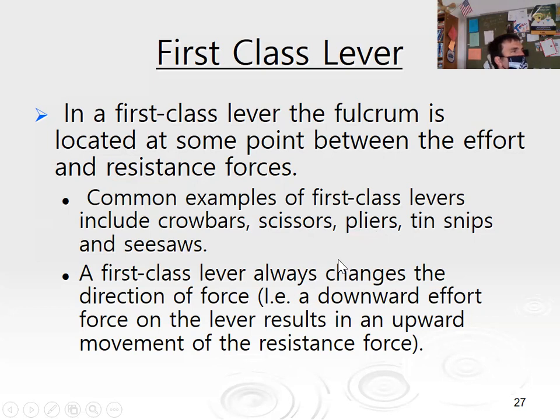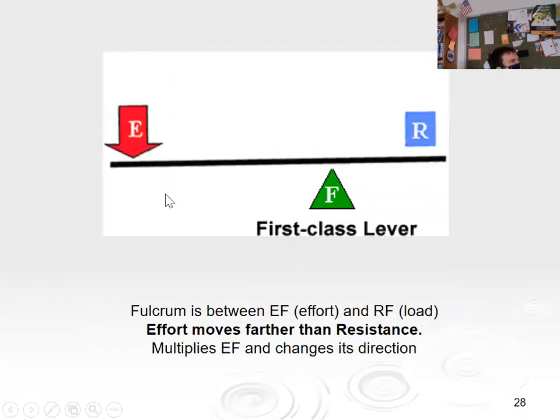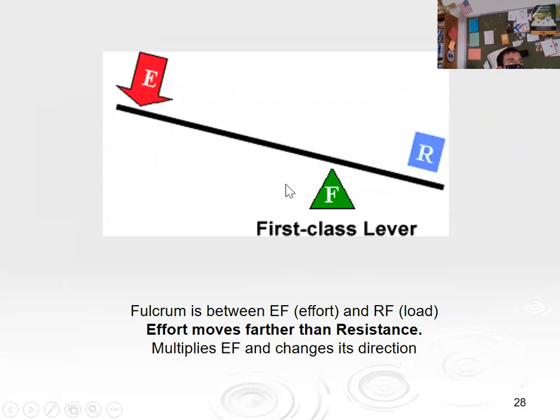Pliers would be a first class lever because you have that little part where the two pieces go together. Same thing with scissors, where they don't move. So there is the first class lever. The most common first class lever would be a seesaw. When people think of a first class lever, they typically think of a seesaw.